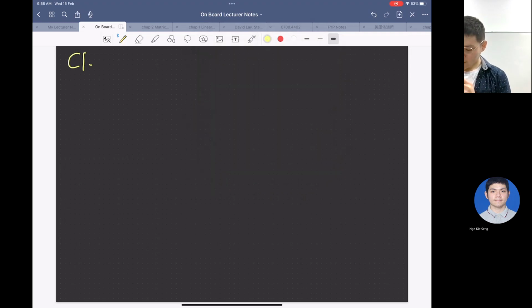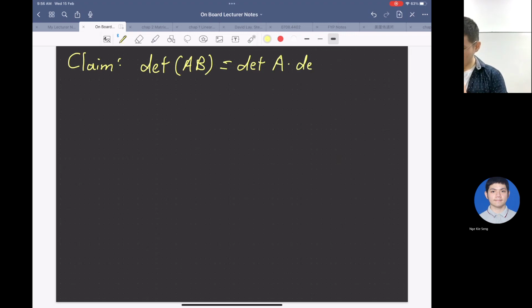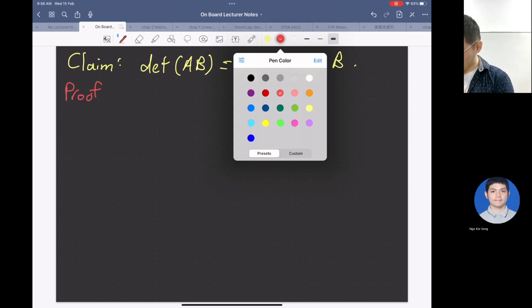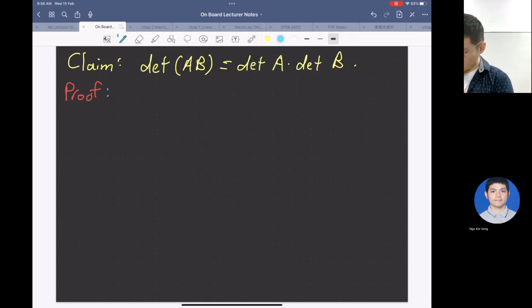Okay, so the claim is determinant of AB is equal to determinant of A times determinant of B. So a two-case proof is kind of good. There are two cases to consider.